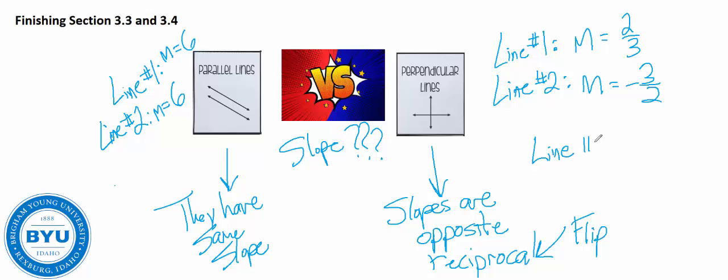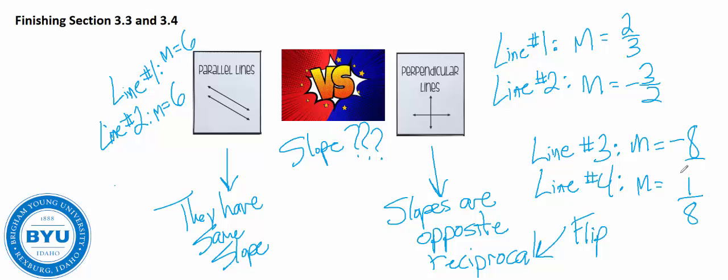What if line number 3 has a slope of -8? What would line number 4 have? You might want to think of -8 as being -8/1. In that case, it'll help you flip it. So we'll flip it, we get 1/8, and it's going to be opposite sign. So this time it becomes positive. And so the opposite reciprocal slope of -8 is 1/8.